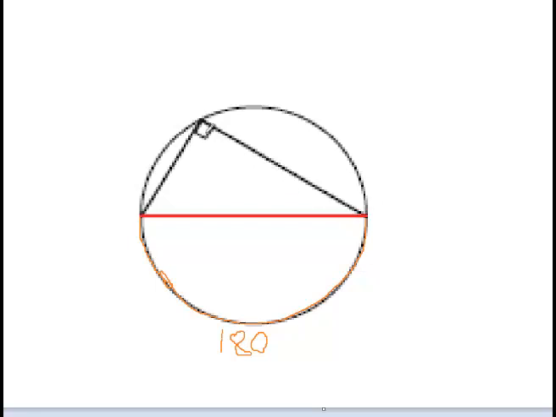Based on that, assuming that this is a semicircle, what must this angle be? Well, this angle has to be 90. Why? Because the angle of an inscribed angle is always 1/2 the arc it intercepts. So it has to be a right angle because it has to be 1/2 of the 180, which is 90.